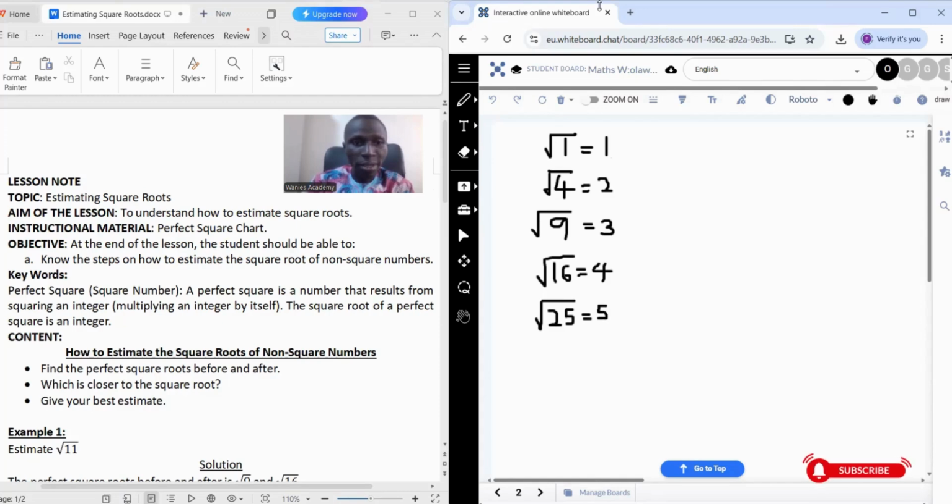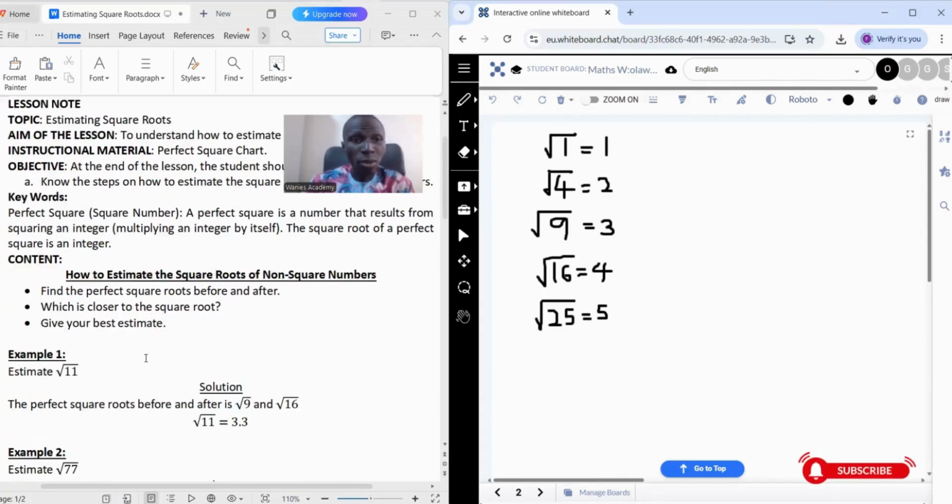All right. Now, let's look at the steps on how to estimate the square root of a non-square number. The first step is to find the perfect square root before and after the given number. The second step is that you have to look for the number or the square root which is closer. Then lastly, what we're going to do is to give your best estimate. So we are going to look at these 3 steps in the 3 examples that we'll be looking at in this topic.